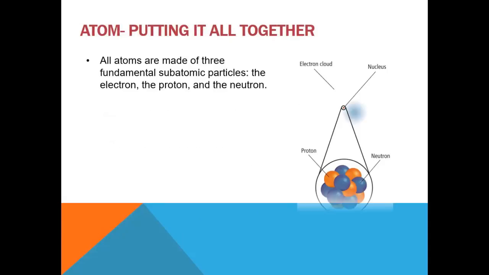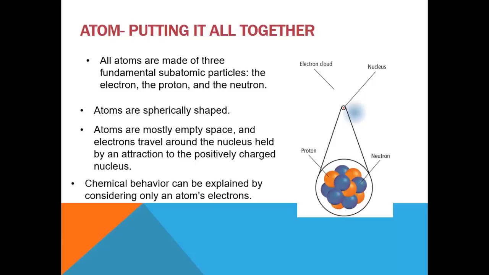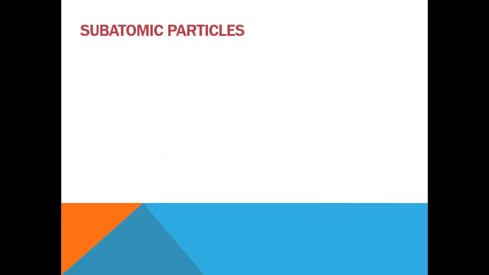So putting it all together, based on what everybody said, we know that atoms are made of three fundamental subatomic particles: the electrons, the protons, and the neutrons. The atoms are spherical in shape, and atoms are mostly empty space. They have a positively charged nucleus with negatively charged electrons surrounding it, and the chemical behavior of an element is determined by the atom's electrons.